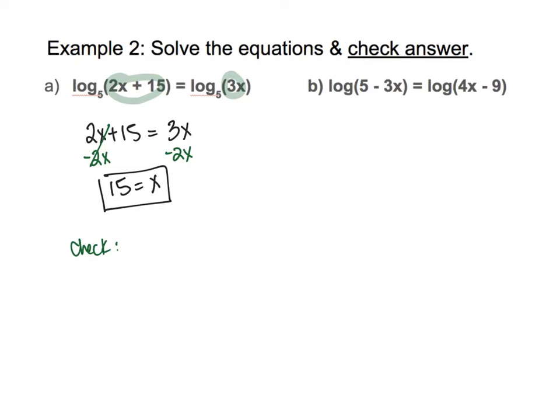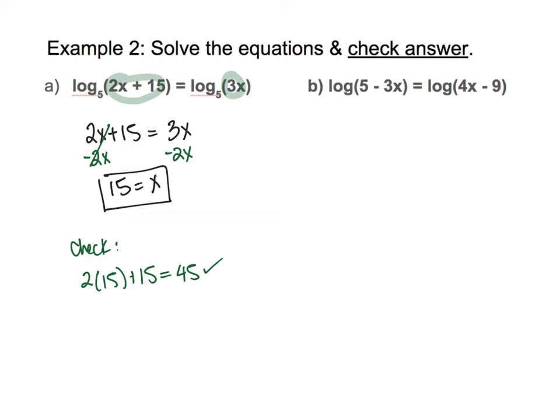I'm going to check x equals 15. So in this case, I have a 2x. I'm just going to use the stuff in the parentheses: 2 times 15 plus 15. Well, 2 times 15 is 30, plus 15 gives me 45. So it looks like when I plug it into the first one, it checks out, right? So this one here, no issues. I have a positive number. It's not 0, it's not negative, so it's fine.